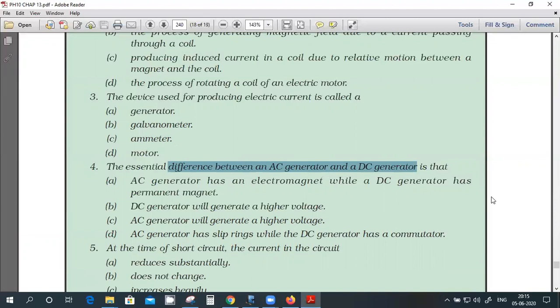I think it is D. Yeah. AC has both slip ring and DC will have a split ring commutator. Yes. Because of this split ring, the carbon brush is going to alternate between the two parts of the ring.